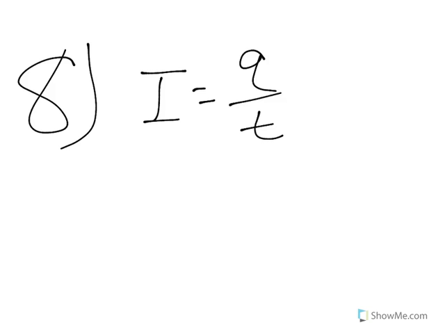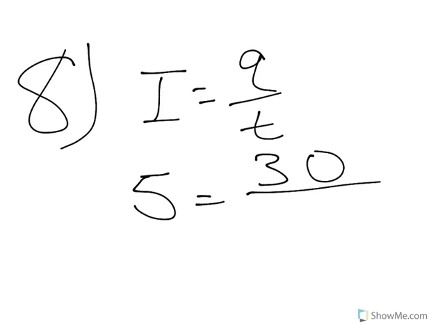A circuit has a current of 5 amps flowing through it. How long does it take 30 coulombs of charge to be transferred? Well, on this one, we've got to do this formula. I is equal to Q divided by T. This is current is equal to charge divided by time. And so we plug in 5 equals 30 divided by T, because coulombs is a measurement of charge. Solve for T, we get 6 seconds equals T. All right, next up, number 9.